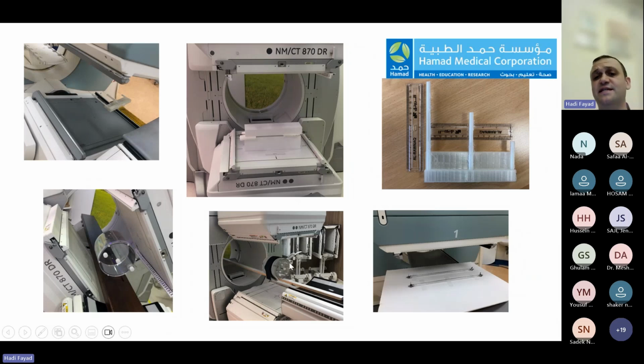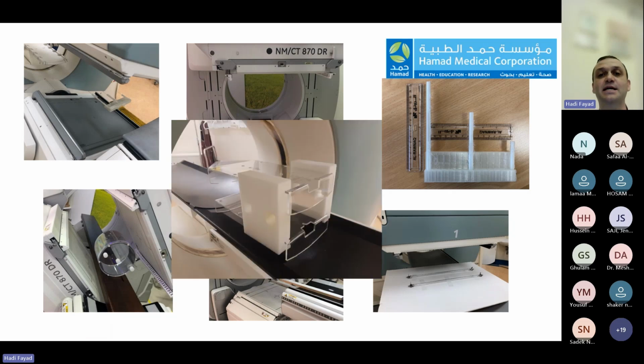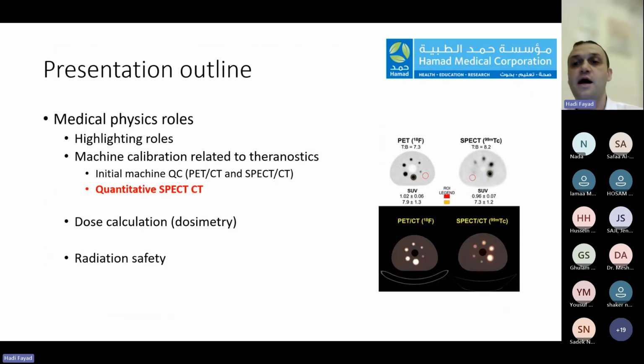Sometimes there is some sophisticated positioning, like putting a big phantom in air and so on. So we should have some expertise in this aspect to be able to do such quality control, but still it's primordial to be able to do acceptance testing on our machine.